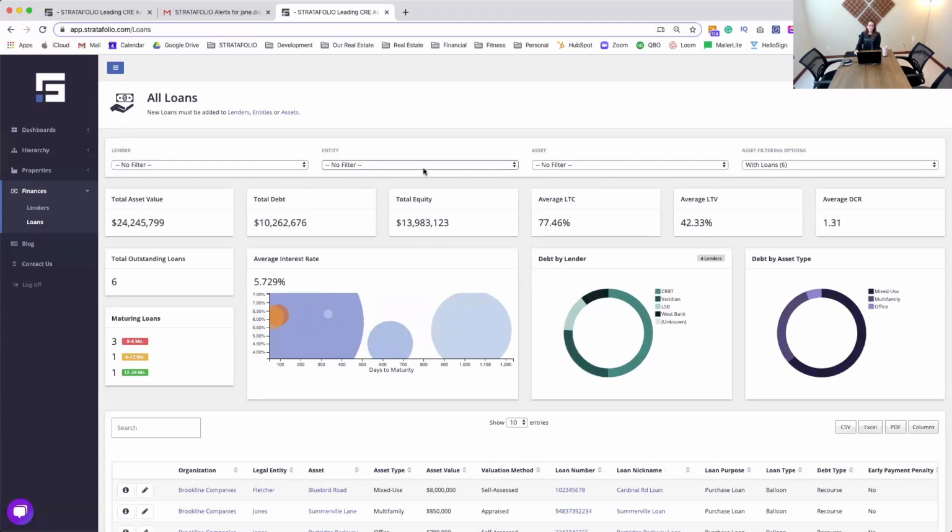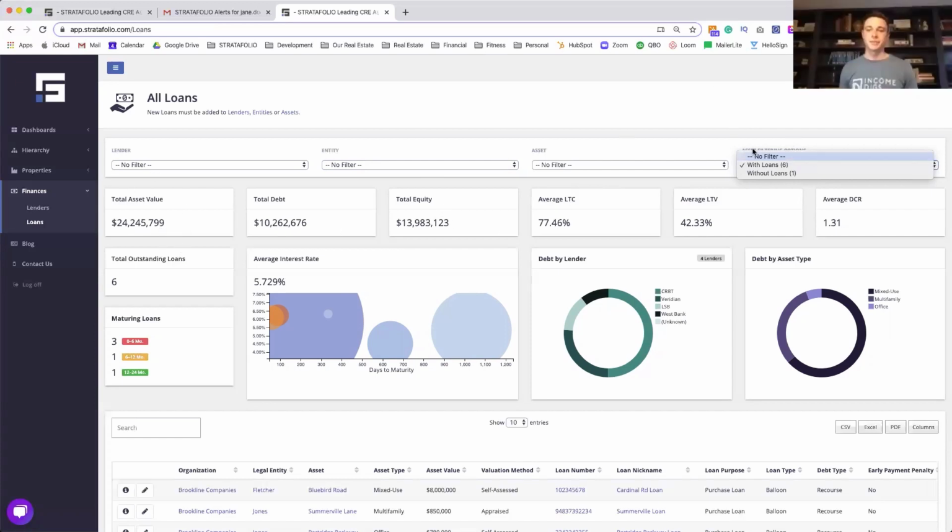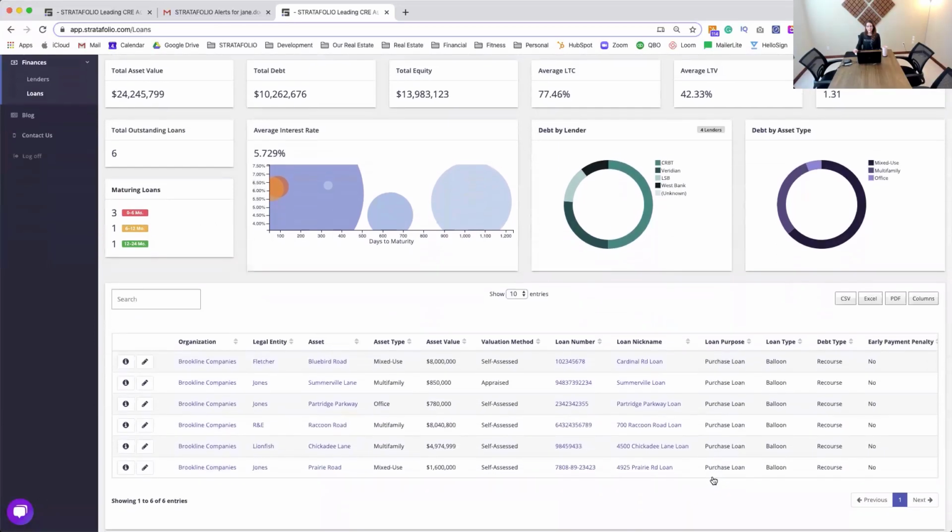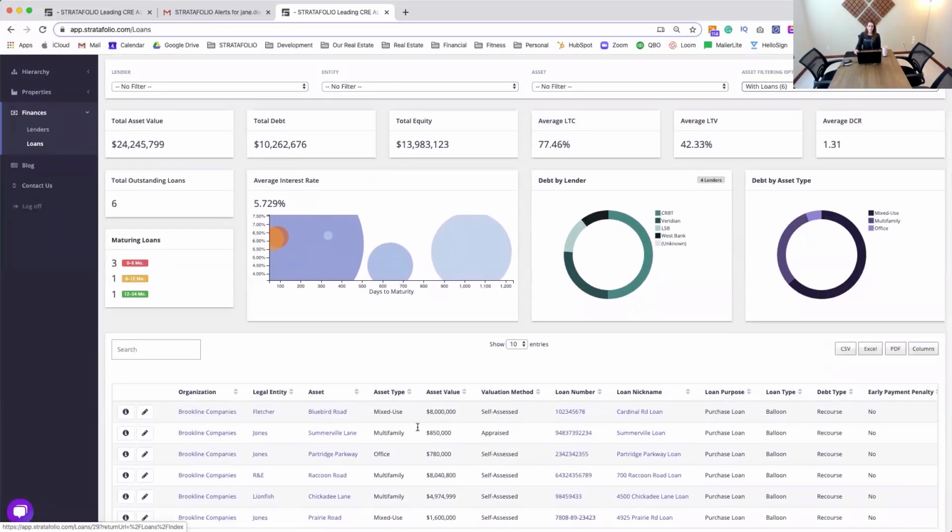So here you can go down to the entity, to the asset level. If you want to make sure that you're pulling in assets that are completely paid off, obviously that's a big deal for your asset value and your total equities. Right. Yeah. You can pull that in as well. And I think that's everything.